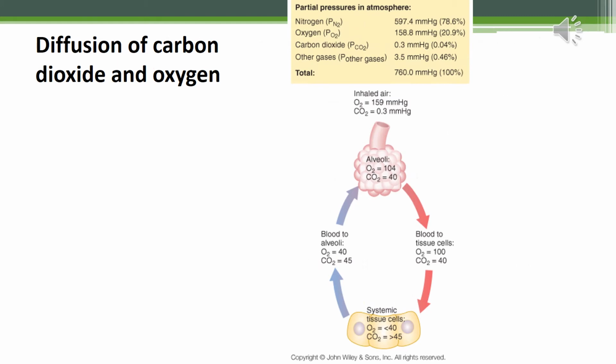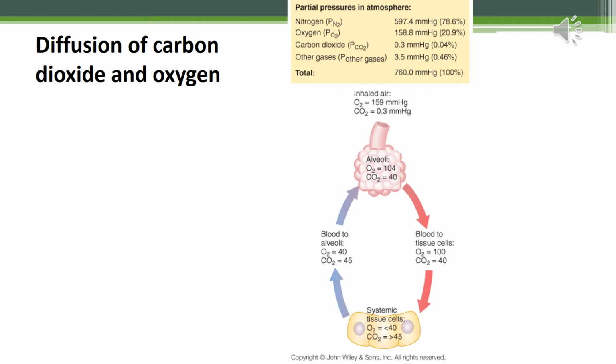So this diagram displays the diffusion of carbon dioxide and oxygen in the respiratory system. And up at the top we can see all the numbers of the partial pressures of each type of gas in the atmosphere, and here we can apply Dalton's law and add all of these partial pressures together and get our 760 millimeters of mercury. And then over here at the bottom, it's more showing Henry's law.